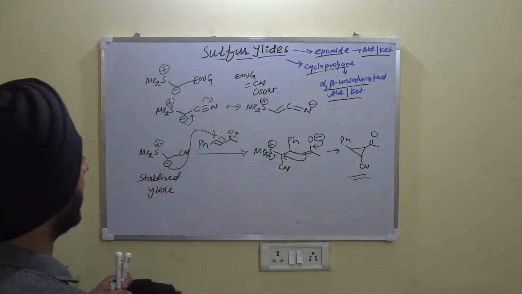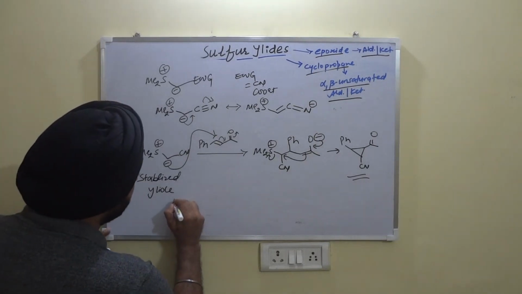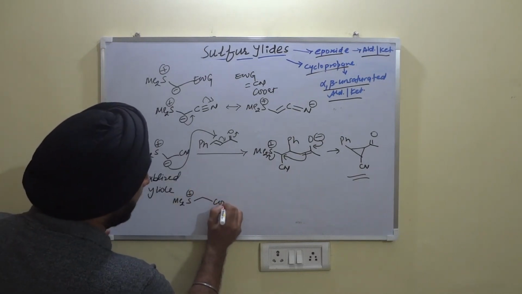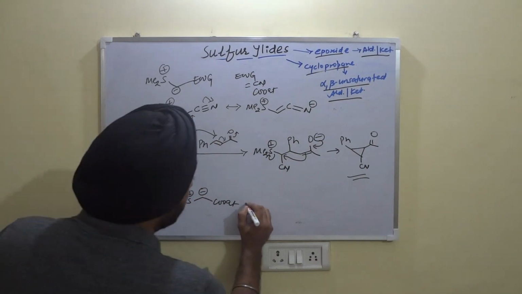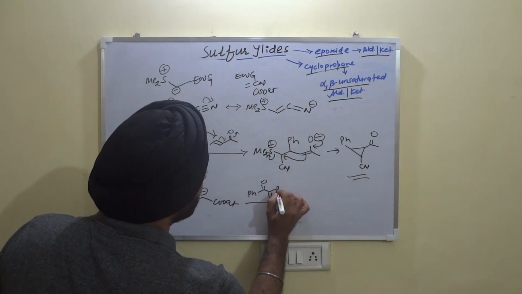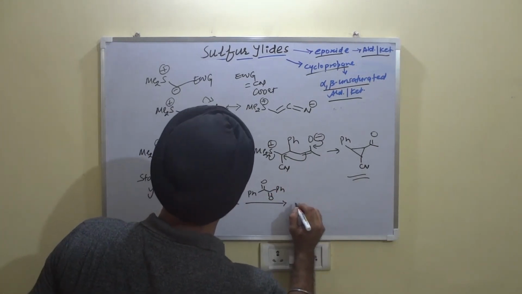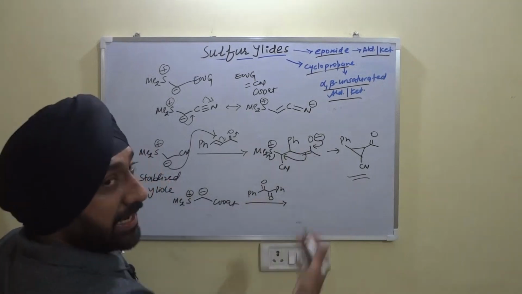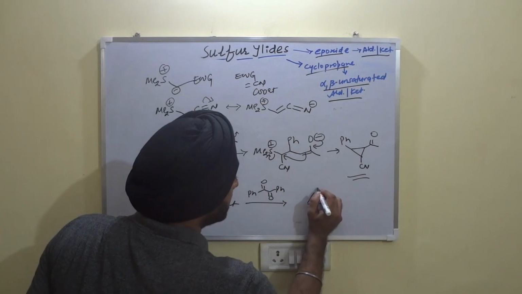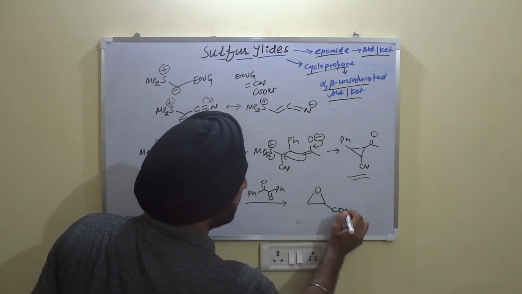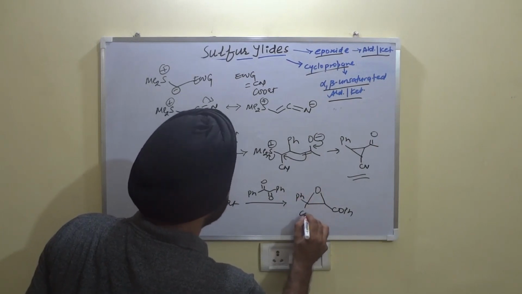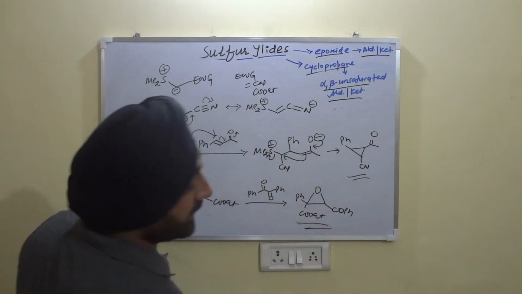Now let's look at one or two reactions of stabilized ylides. Suppose instead of cyano, we have this ester group and we treat it with the benzyl, then it will lead to the formation of an epoxide. Since we don't have any alpha beta unsaturated group here, it will lead to the formation of an epoxide in this case. So this is the product that we will get.